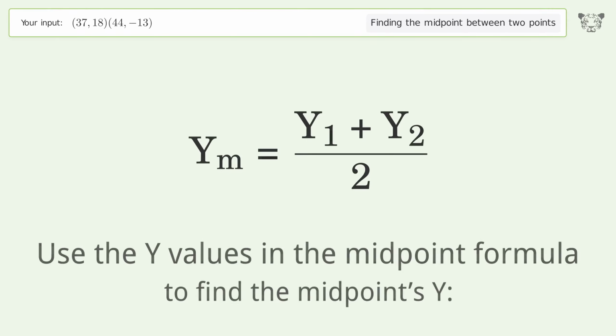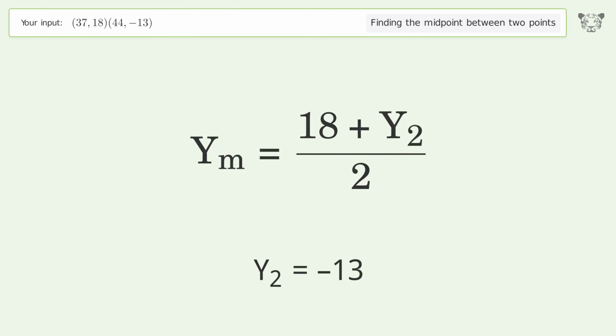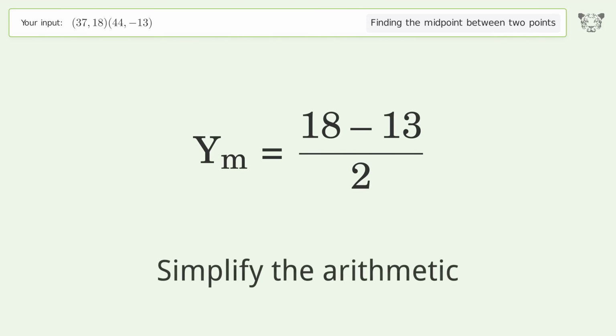Use the y values in the midpoint formula to find the midpoint's y. y1 equals 18. y2 equals negative 13. Simplify the arithmetic.